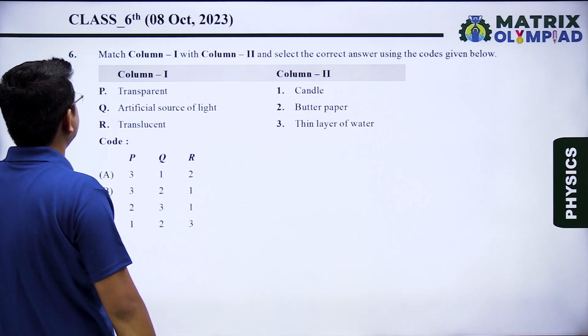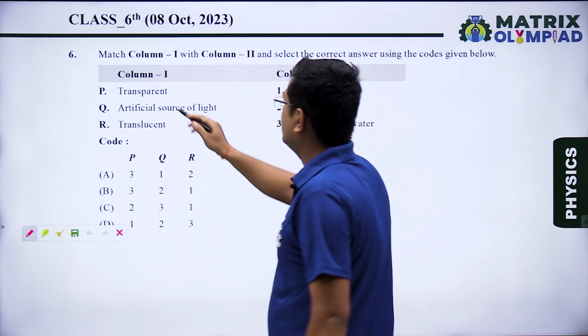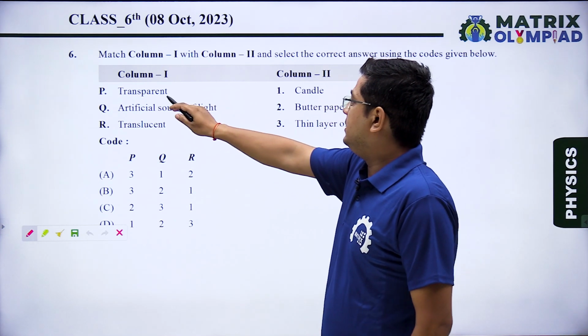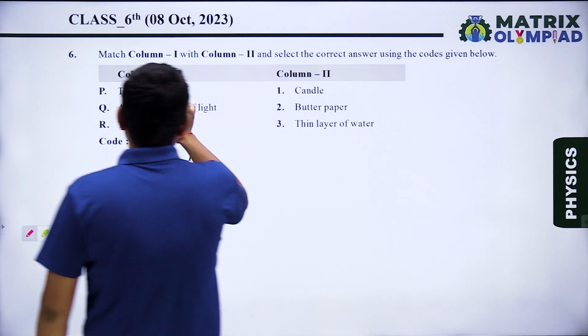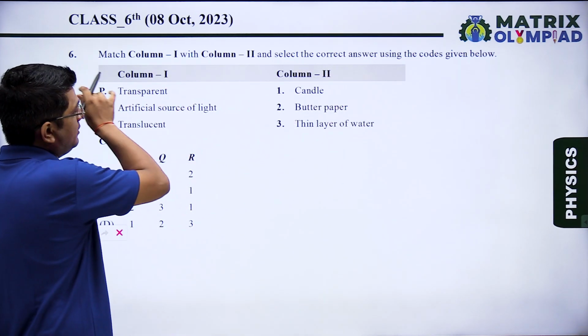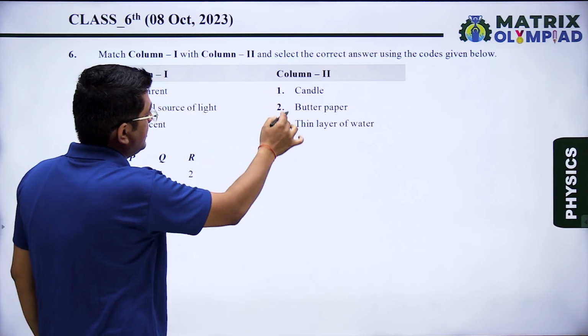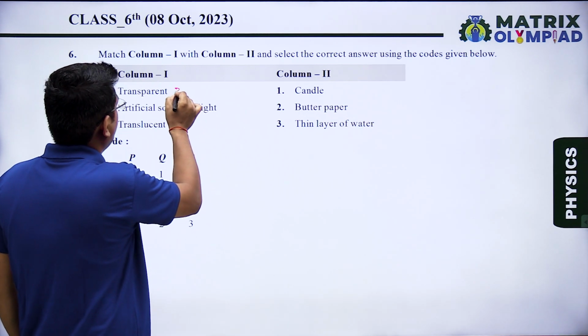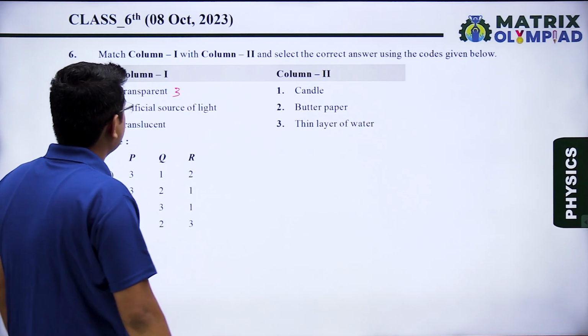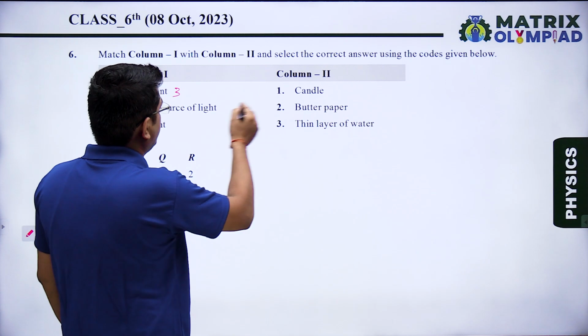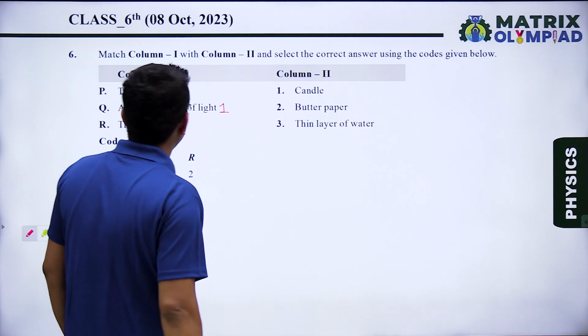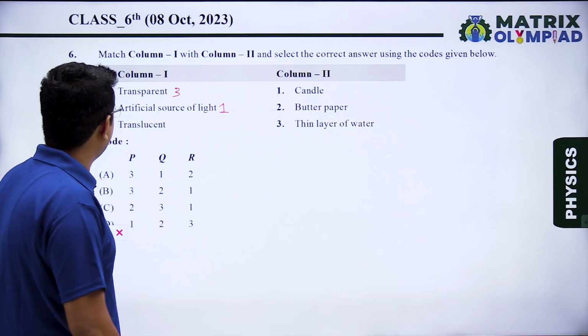In question number 6, we have to match the following. For P, it is transparent. We know transparent means in which light can travel easily. So for transparent, we can see here the thin layer of water. So for P, code is 3. Artificial source of light, we can easily check here. The candle is artificial source of light. So for Q, the correct code is 1.